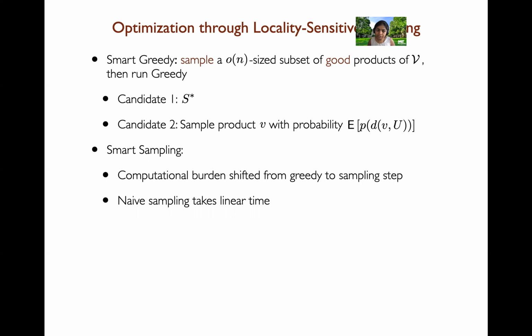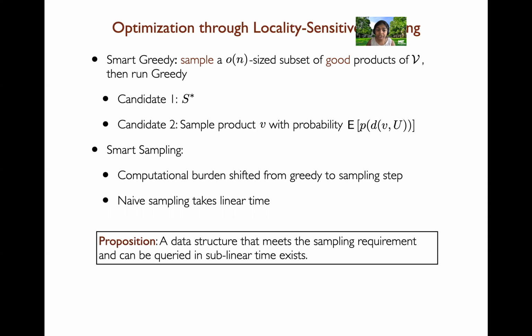So the way we resolve this issue is that we construct a data structure, and the data structure itself is constructed offline, but it can be queried in real time, that is, when a user arrives on the platform. And it will return each of the products with probability proportional to the reward that the user gets from that product. Now, we show in the paper that such a data structure exists, and it can be queried in sublinear time. Now, let me try to give some intuition on how we construct this data structure.